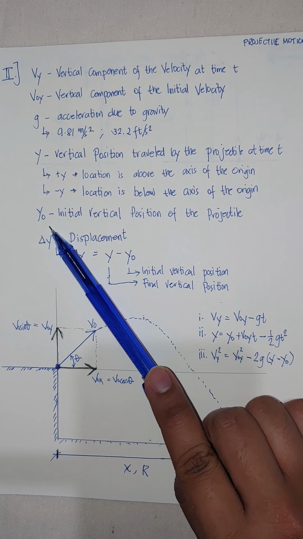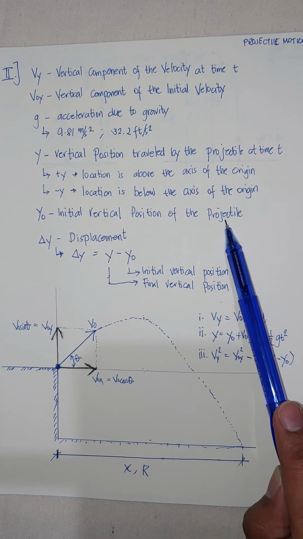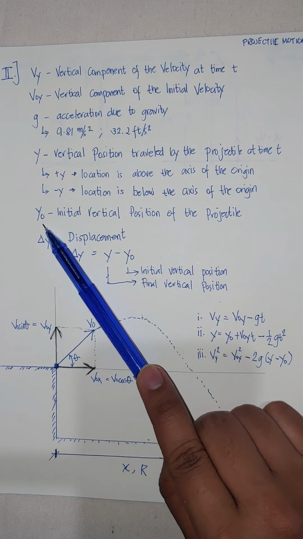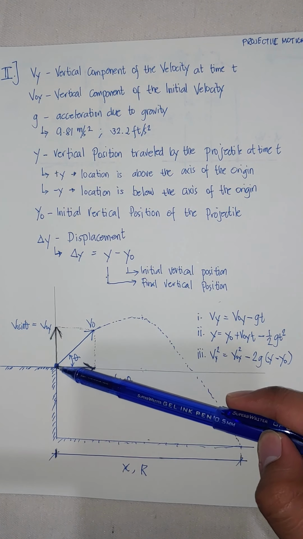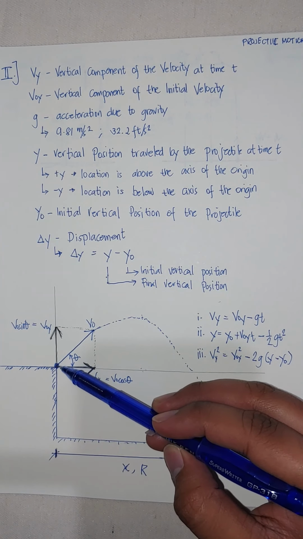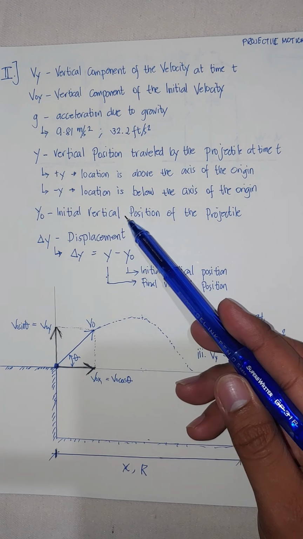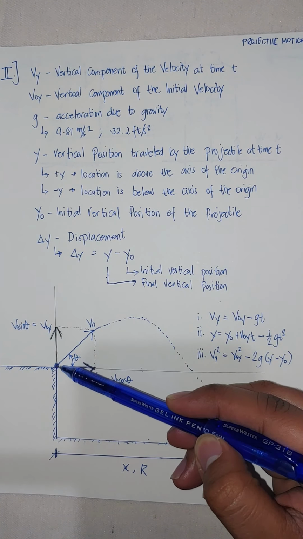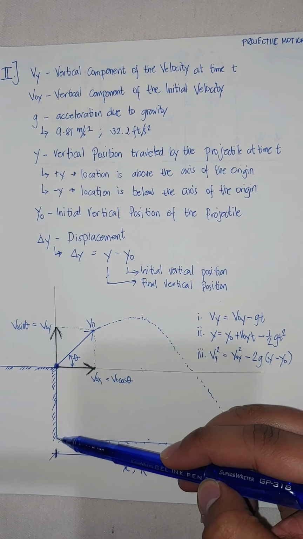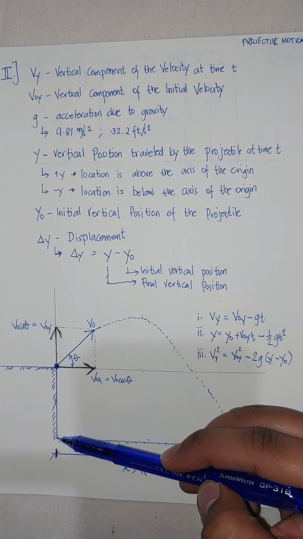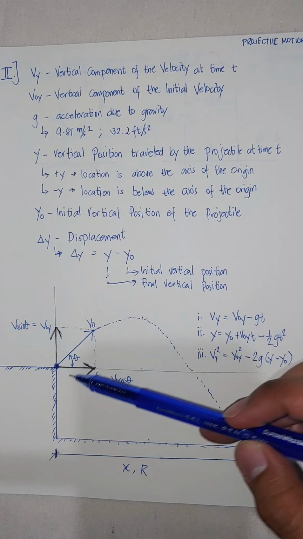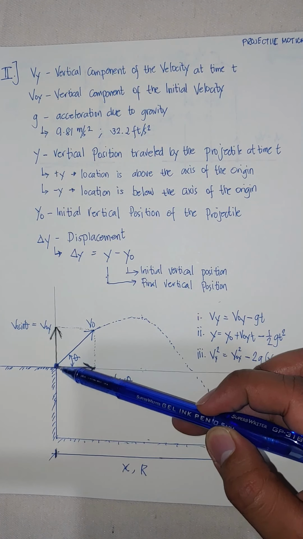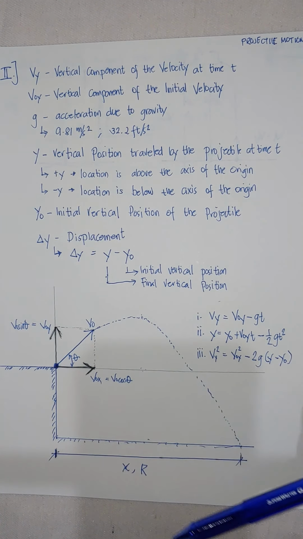Y naught or y sub o is the initial vertical position of the projectile. So the initial vertical position from the origin. Okay, so if our origin, for example, is at this particle, then its initial vertical position is just 0. But if we say that this is the origin, then the initial vertical position is the height from this one to here. Okay, so that's it. So if it goes up from the origin, it means positive. If it goes down from the origin, it denotes negative.